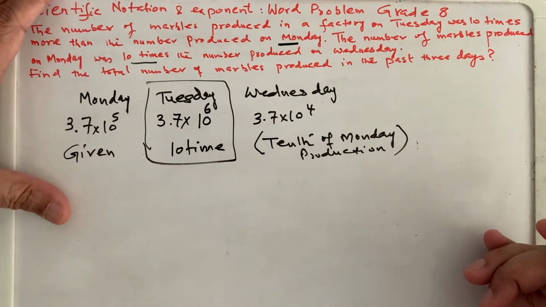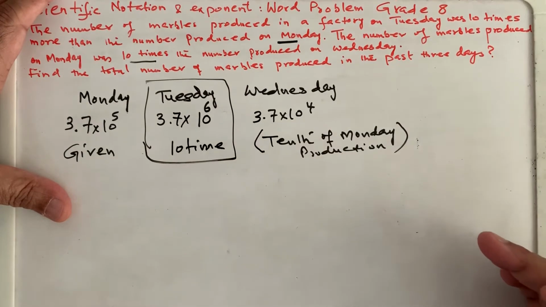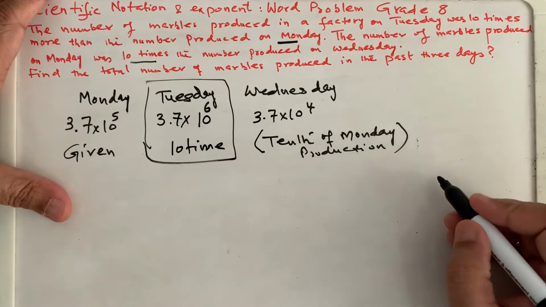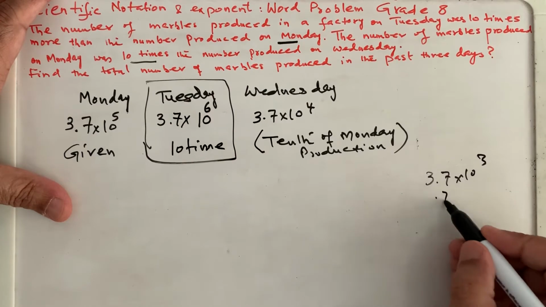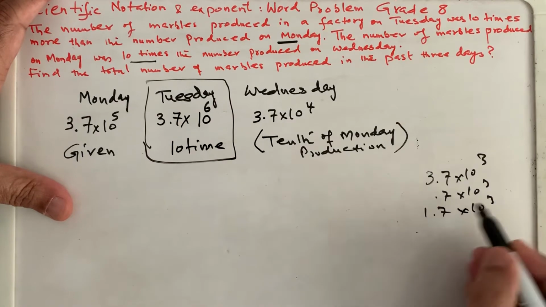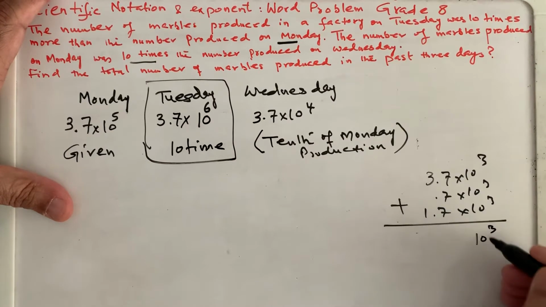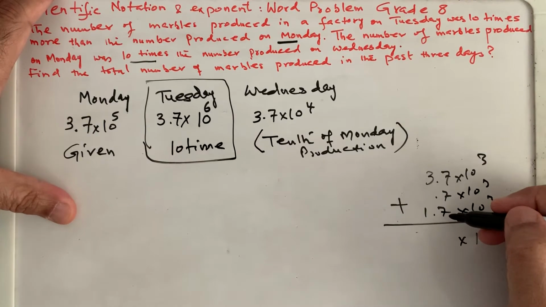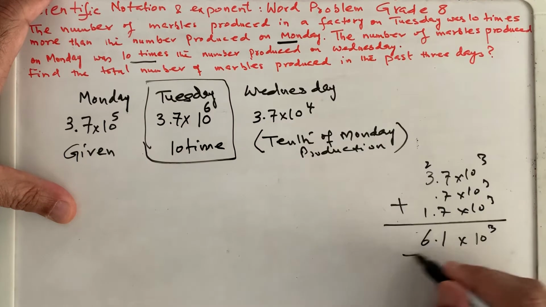What we have to understand is that we can add the exponents very easily if their exponent power is the same, right? For example, if I have 3.7 times 10 to the power 3, I have 0.7 into 10 to the power 3, I have 1.7 into 10 to the power 3, I can add them together. Why? Because all the exponents are the same, so I will write 10 to the power 3 here, and I will add this section. 7, 7, 14, 7 is 21, carry 2, 2 plus 3 is 5 and 6, and I will say this is my answer.